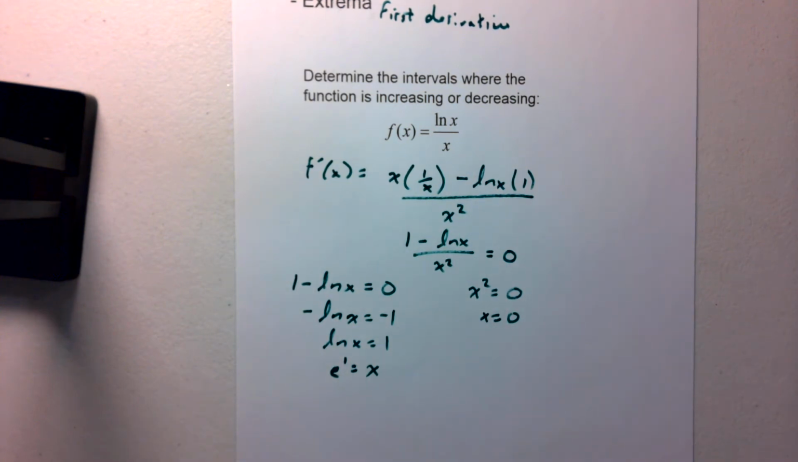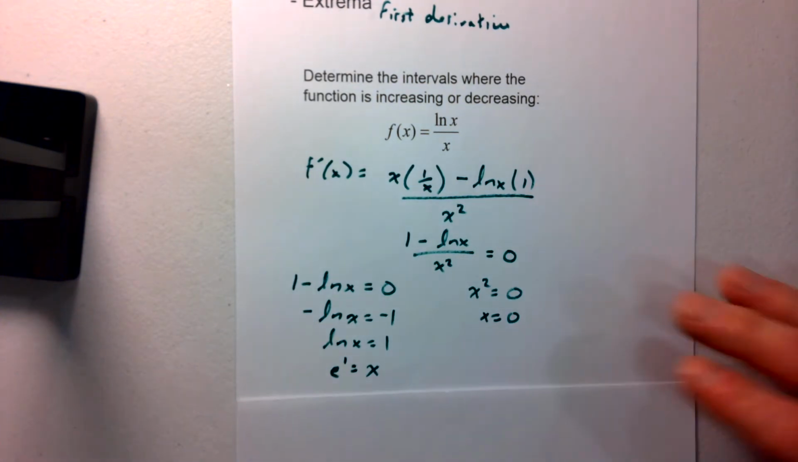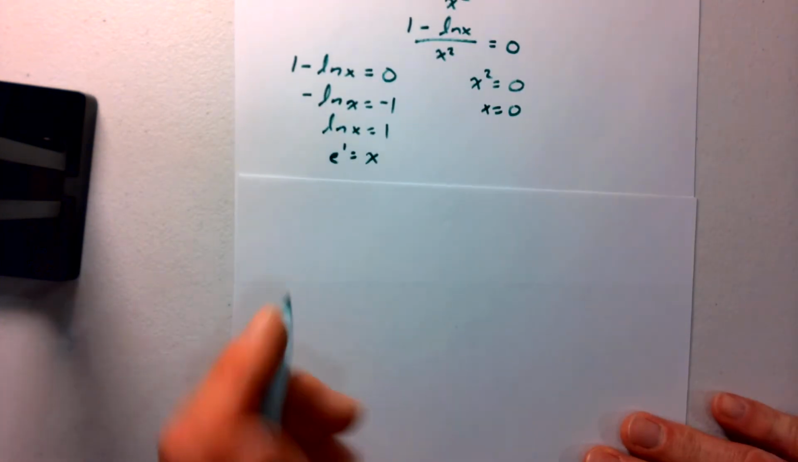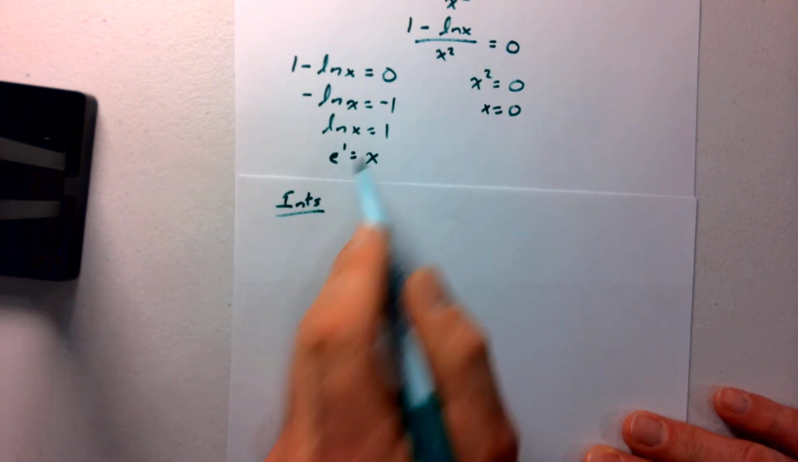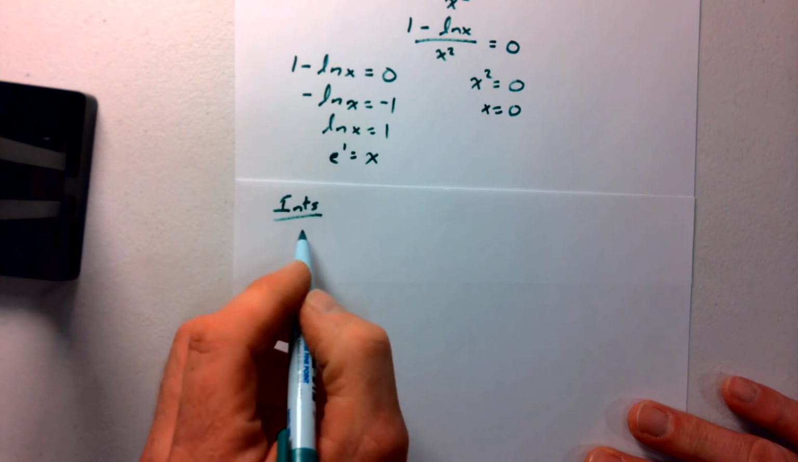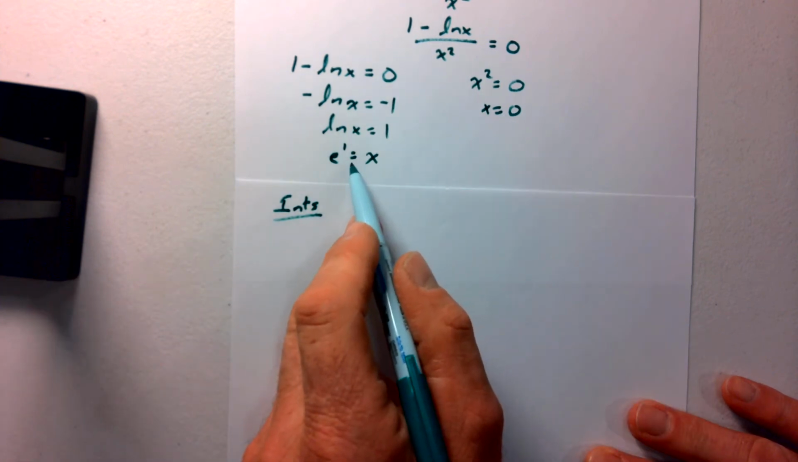So it looks like we're going to need another sheet of paper, so we can set up our interval charts. We're going to create our intervals about these x values. So we're going to look at 0 and we're going to look at e.